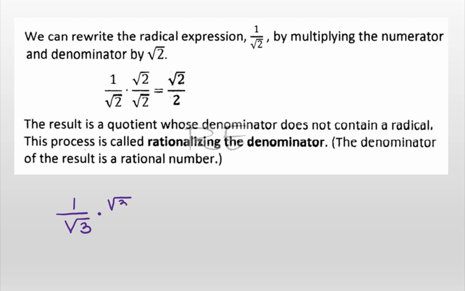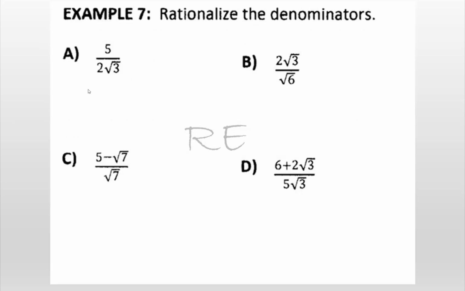Now you notice that 1 times square root of 2 is square root of 2, but square root of 2 times square root of 2 becomes square root of 4, which is 2. So 1 times square root of 3 is square root of 3, and square root of 3 times square root of 3 becomes square root of 9, which is 3. And the whole process is called rationalizing the denominator. We're going to rationalize these denominators.